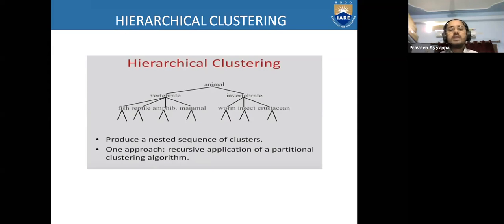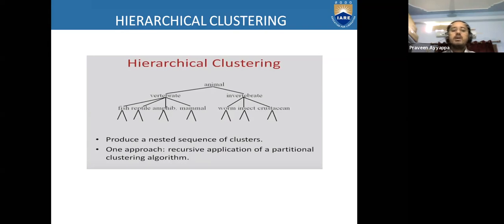So it produces a nested sequence of clusters. Why are we calling it a nested sequence? Because each time it can be divided further. Okay, next. One approach: recursive application of a partitional clustering algorithm. So hierarchical clustering, we can even call it a recursive application of partitional clustering algorithm. This is another thing.